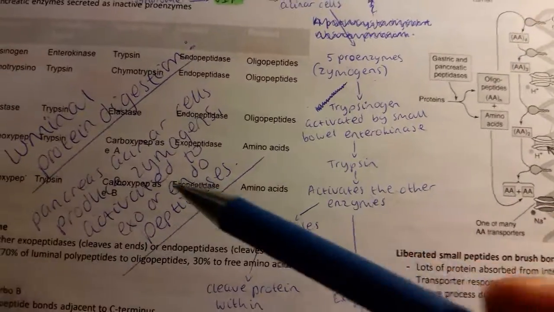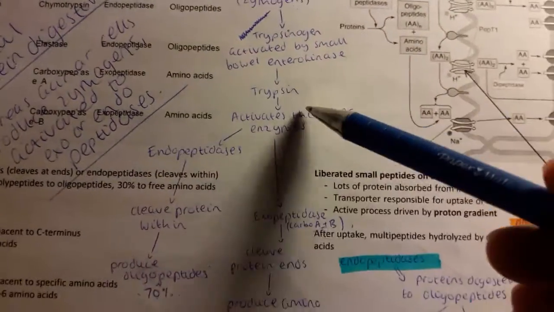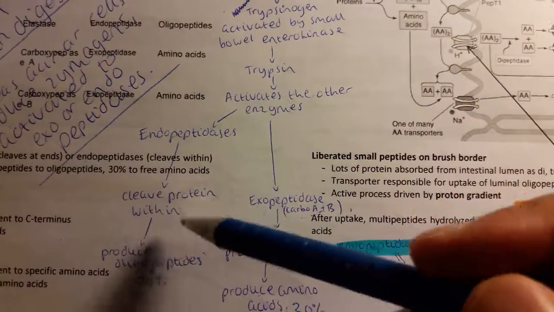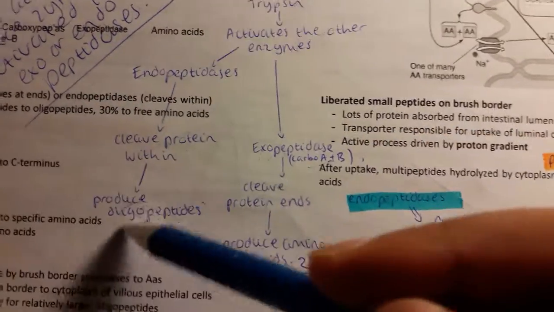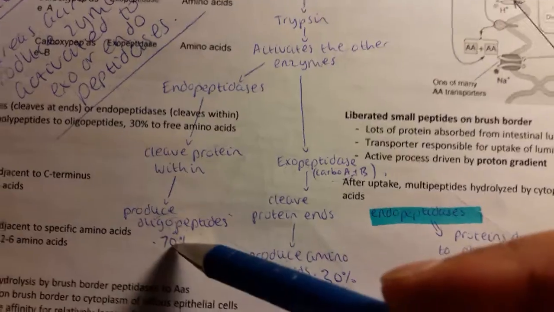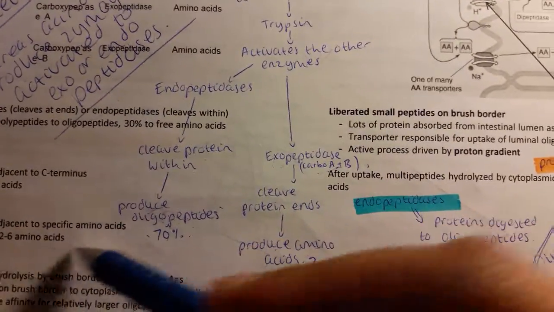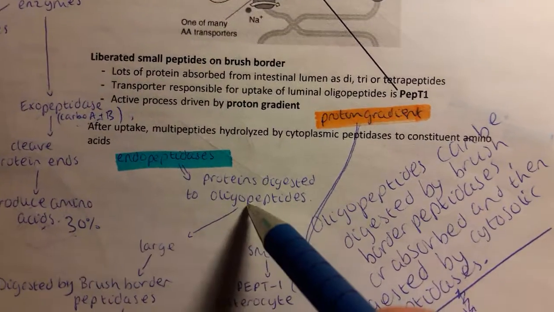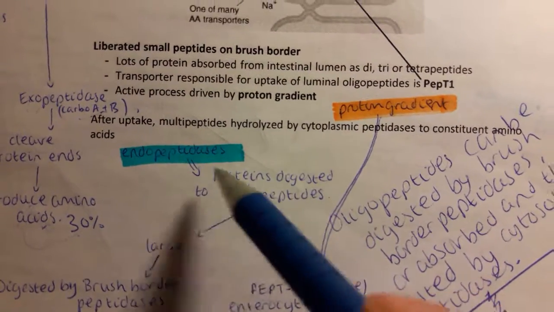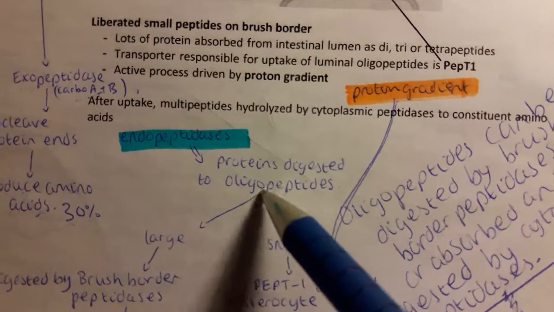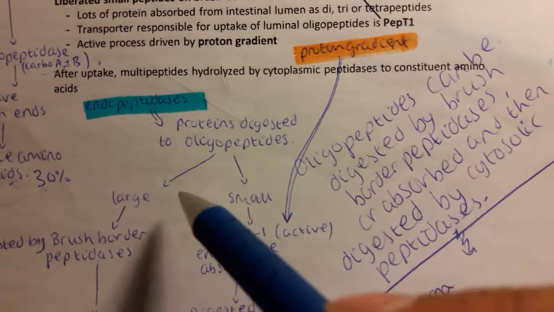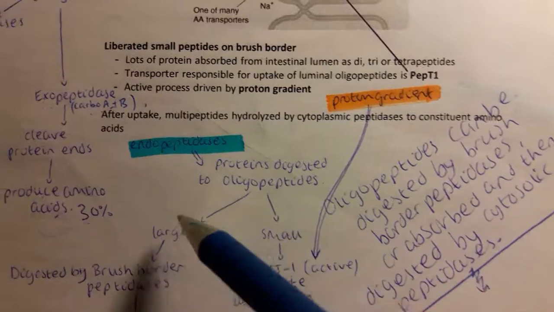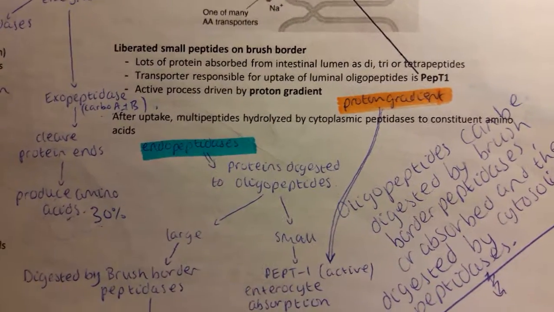So going back for a second, in luminal protein digestion, the proteins are digested by endopeptidases to produce oligopeptides with 2 to 6 amino acids. And these oligopeptides, as a result of the protein digestion by the endopeptidases, can either be large or small. Now, first of all, let's have a look at what happens to the large oligopeptides.